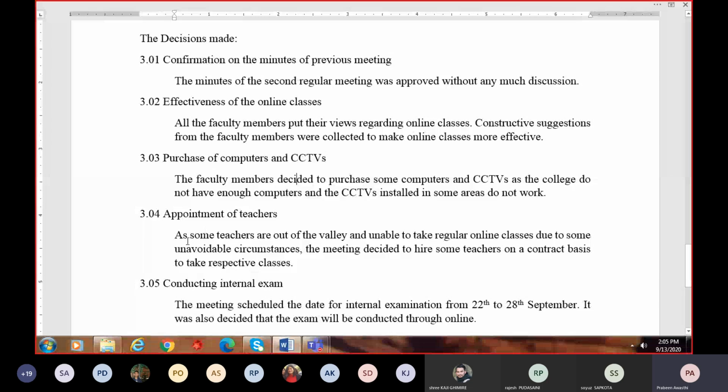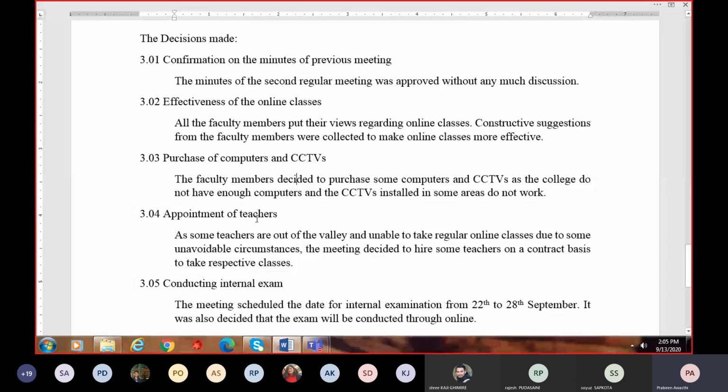As some teachers are out of the valley and unable to take regular online classes due to some unavoidable circumstances, the meeting decided to hire some teachers on a contract basis to take respective classes. Yes, appointment of teachers.